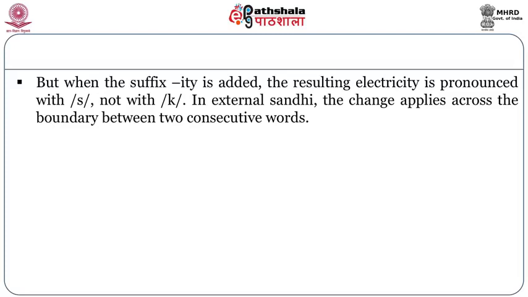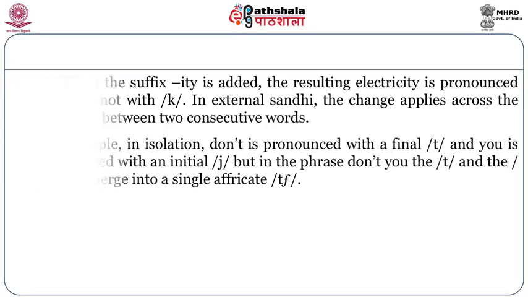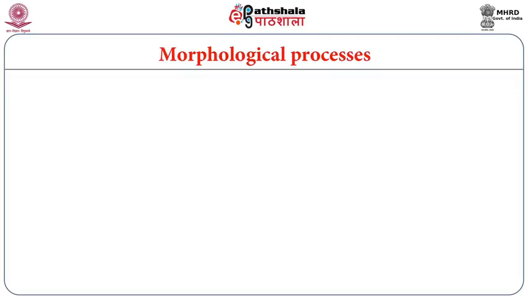In external sandhi, the change applies across the boundary between two consecutive words. For example, in isolation, don't is pronounced with a final t, and you is pronounced with an initial j. But in the phrase don't you, the t and the j often merge into a single affricate, ch.